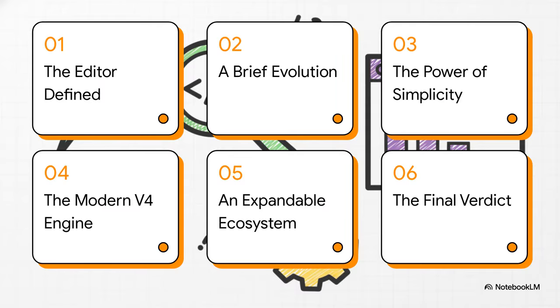So here's our game plan. We'll kick things off by defining what Sublime Text really is. Then we'll take a quick trip through its history and dig into the core features that made people fall in love with it. We'll also check out how the latest version keeps up with the times, explore its massive ecosystem, and finally, we'll wrap it all up with our final verdict. Sound good? Let's do it.